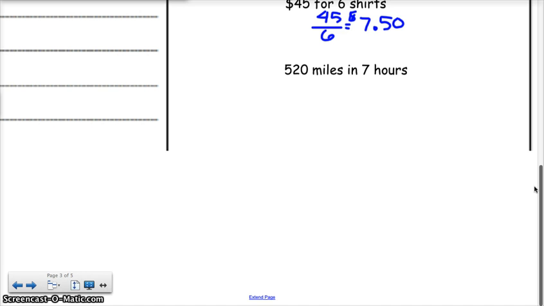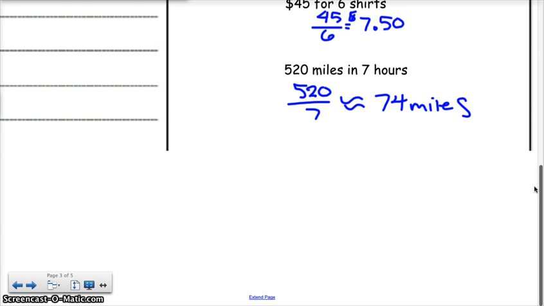520 miles in 7 hours. Oh. It's 74.28571. So I'm going to say it is approximately 74 miles per hour. Okay. I approximated to the nearest whole there. Sometimes they might say approximate to the nearest tenth. You pay attention. If they don't tell you, since we're talking about actual things, I would just round to the nearest whole. 74 miles each hour. Pretty fast.